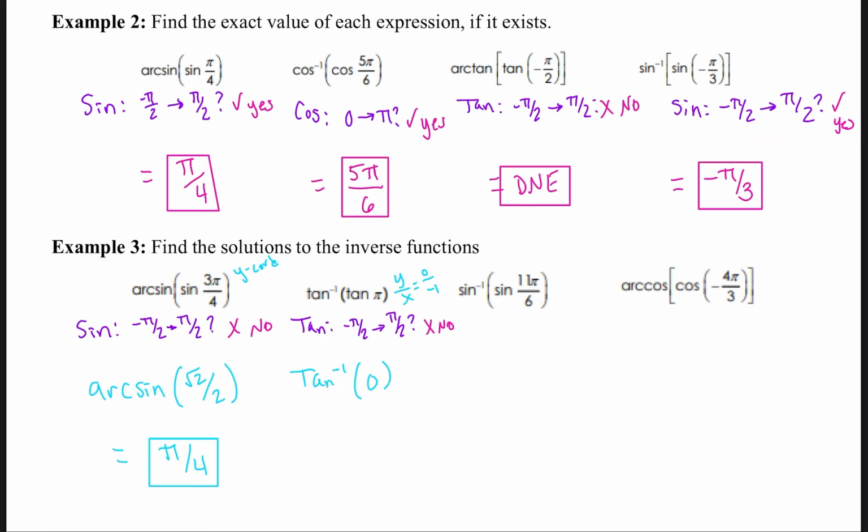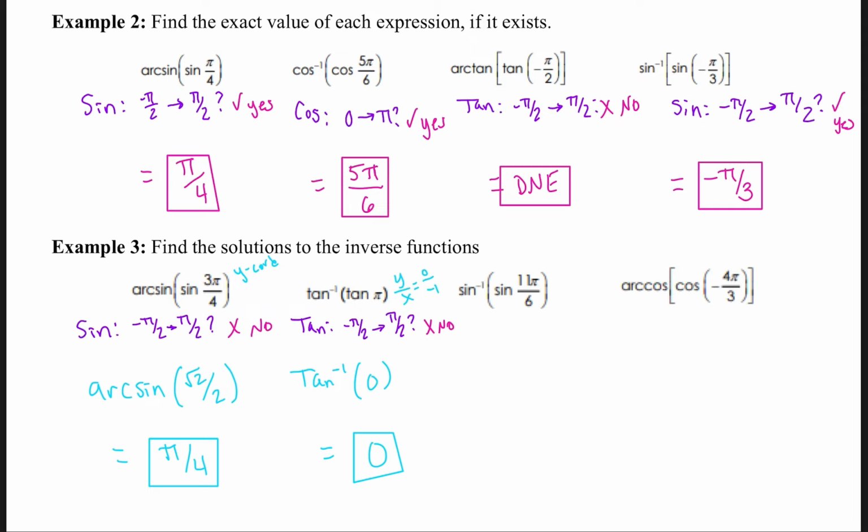So when does tangent equal 0 between negative pi over 2 and pi over 2? Well, it's going to be at 0. Kind of weird, but we get 0. So 0 radians or 0 degrees, however you want to think about it. But 0 pi is going to be when tangent equals 0.